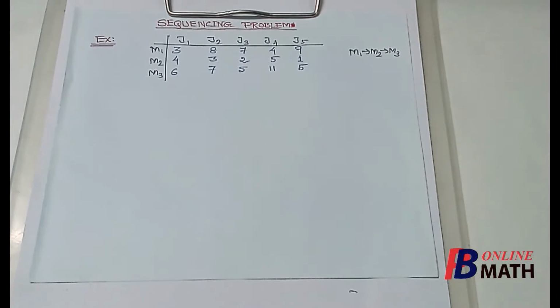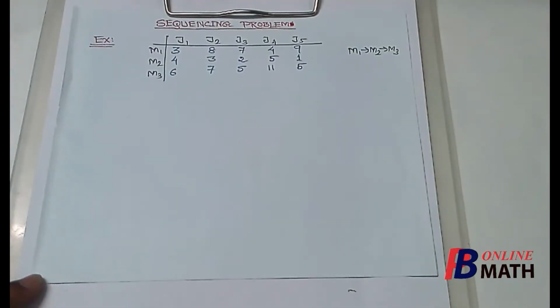In the previous part we have discussed the sequencing problem of n jobs on two machines. In this part we shall discuss the sequencing problem with n jobs on three machines. So let us consider one example here.